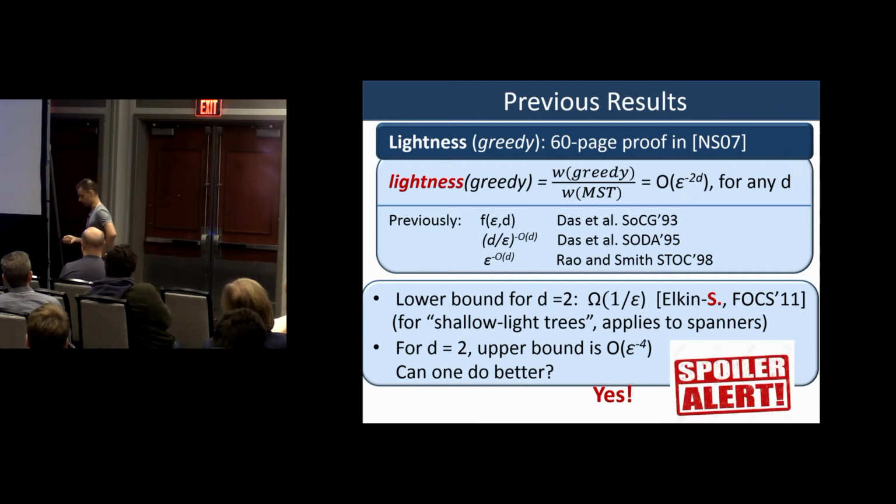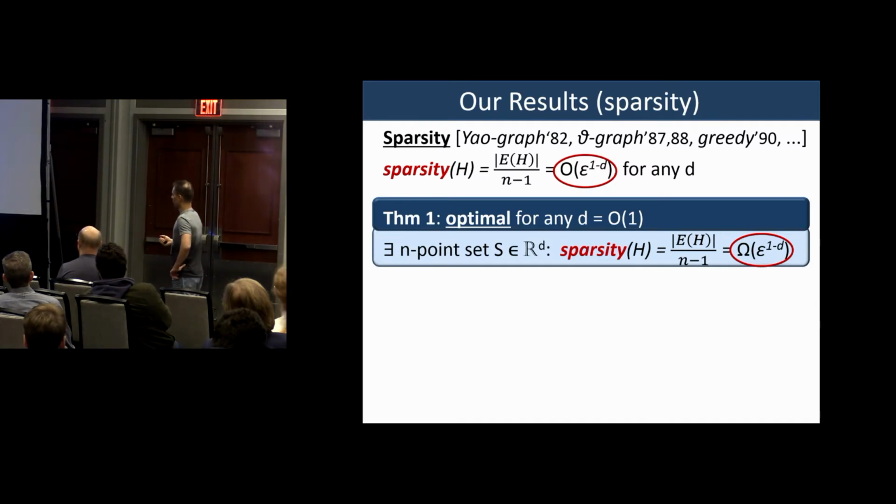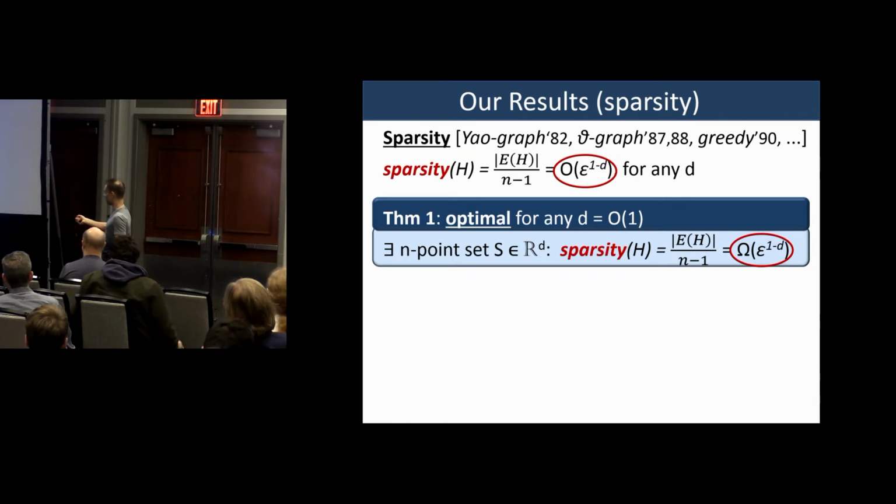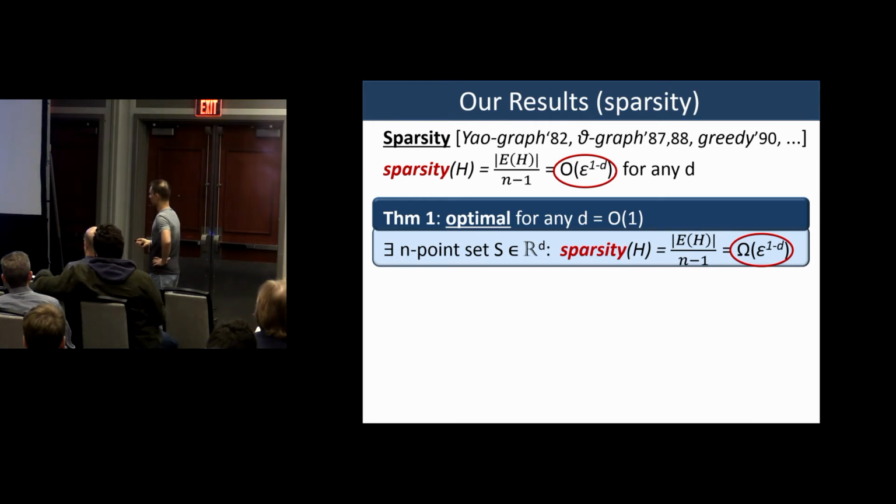So we'll see that the answer here is yes, we can do better. So let's see some more precise statements. The sparsity bound is epsilon to the 1 minus d, and it's bound by several constructions. It turns out that there is a point set in R^d for any constant d, for which any 1 plus epsilon spanner will have this lightness, so it's tight.